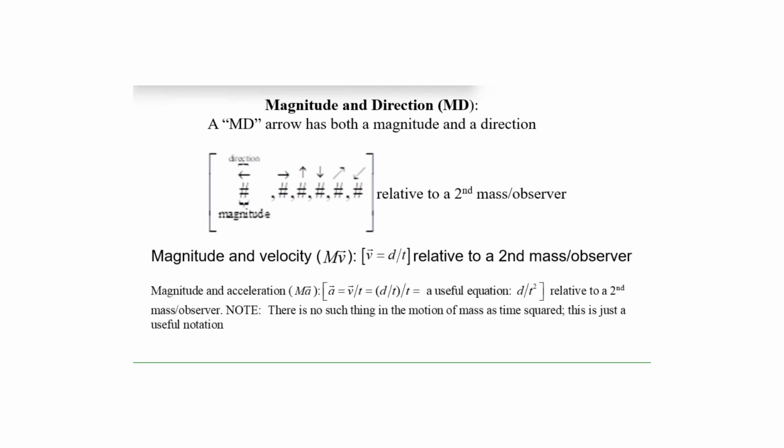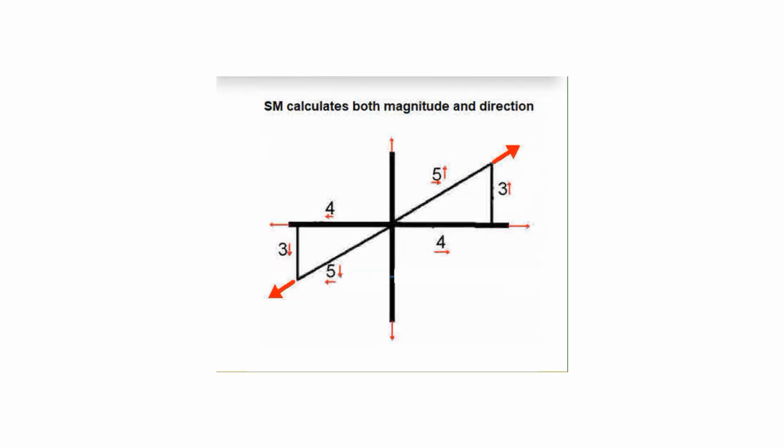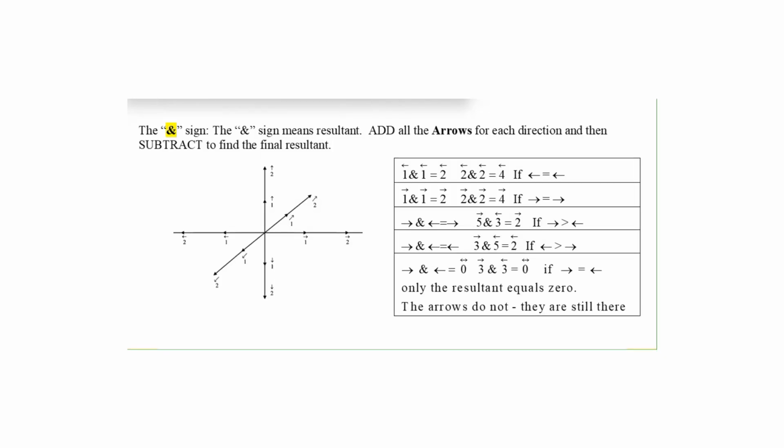Again, note there's no such thing in the motion of mass as time squared. This is just a useful notation. SM calculates both magnitude and direction for triangles. The and sign means resultant. Add all the arrows for each direction and then subtract to find the final resultant.